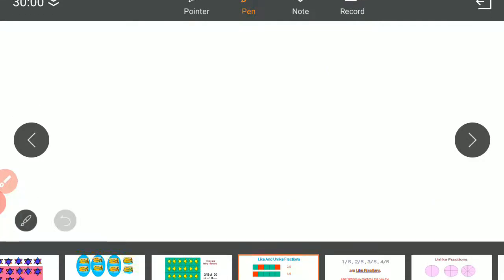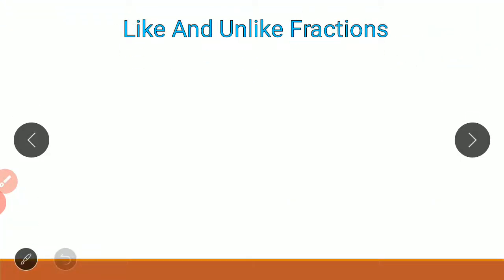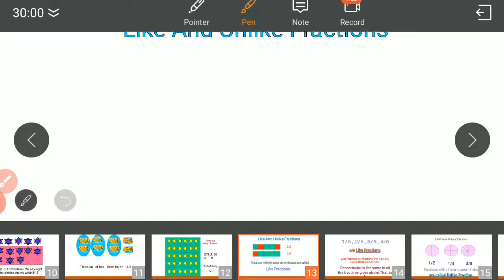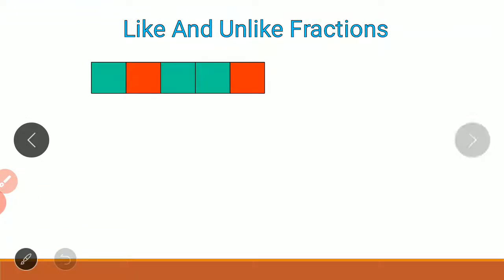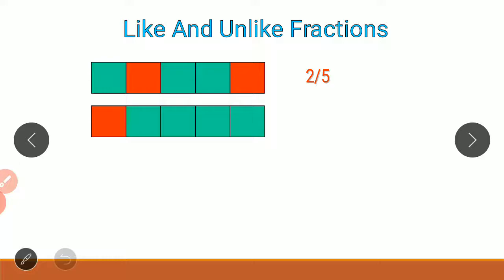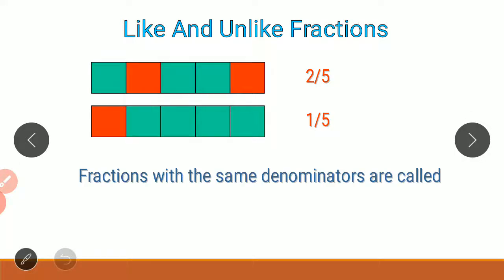And now we will go to types of fractions. There are many types of fractions like fraction, unlike fraction, unit fraction, mixed fraction, proper fraction, improper fraction. First we are going to learn about like and unlike fractions. There are two types of fractions: some fractions are like and some fractions are unlike. First we are going to learn about like fractions.